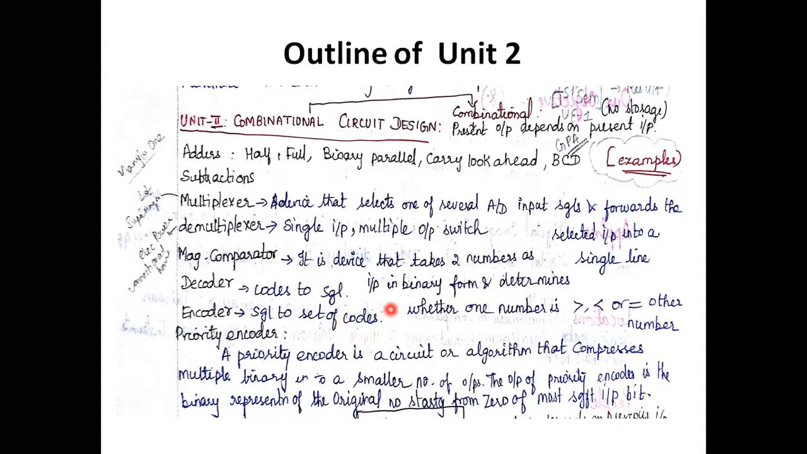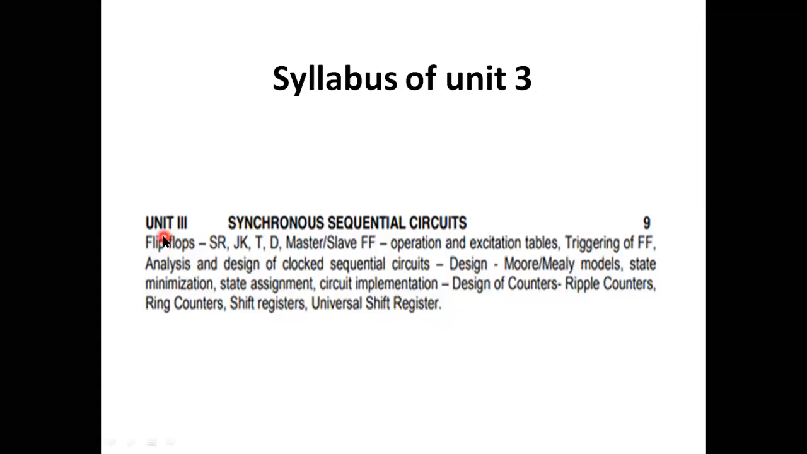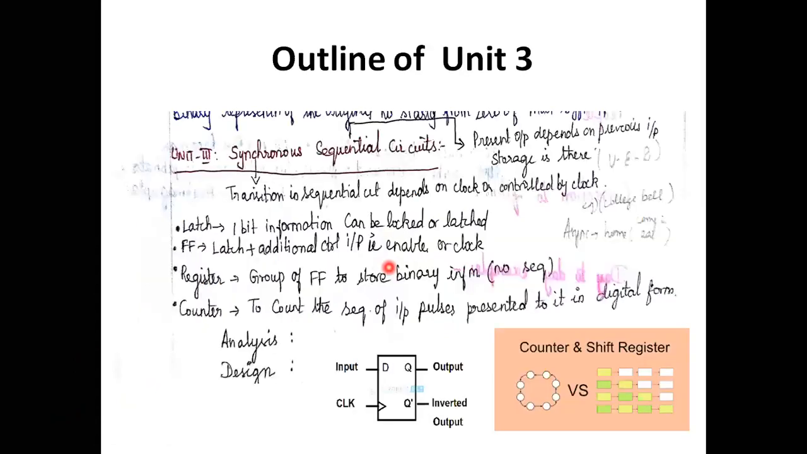These are the things we are going to discuss in Unit 2. Unit 3, we discuss synchronous sequential circuits. Under this Unit 3, we will see three major classifications. First one is flip-flops, second one is counters, and third one is registers. So various types of flip-flops, counters, and registers will be dealt with.